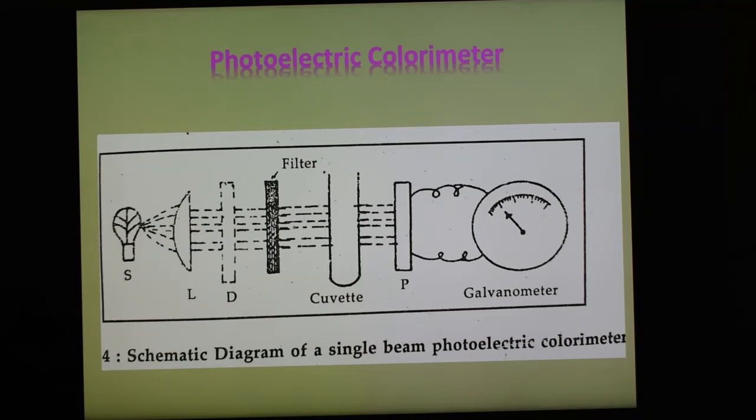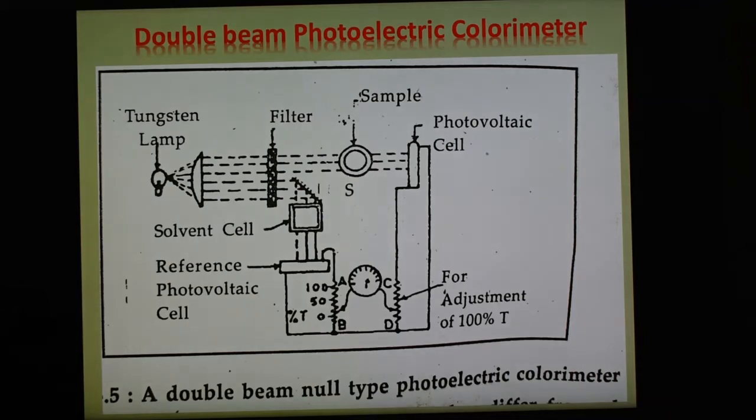Usually a simple galvanometer is used as a measuring device, but nowadays instruments are provided with a direct reading analog meter, or a digital display, which directly measures the absorbance or percentage transmittance. So nowadays a digital photoelectric colorimeter is also available, in which the digital display gives the direct value of absorbance, optical density or percentage transmittance, and is also known as a digital colorimeter. So these are the main parts of this photoelectric colorimeter.